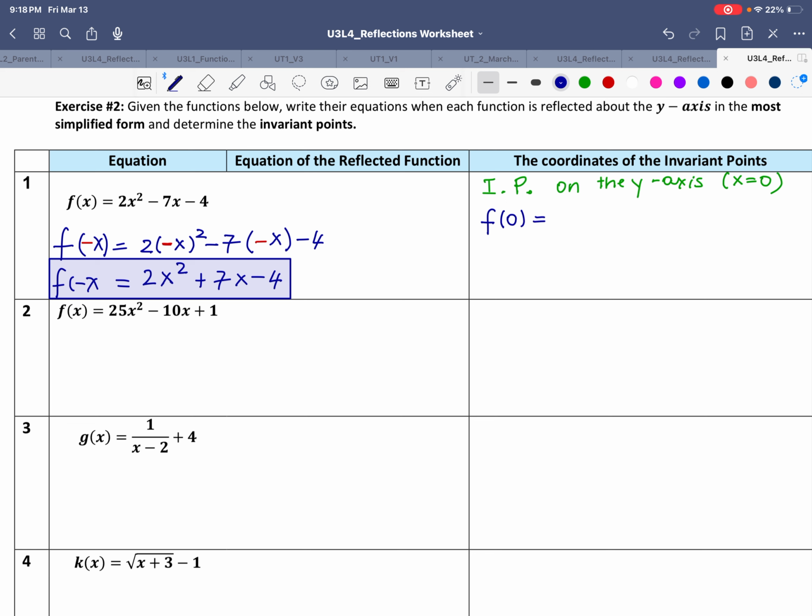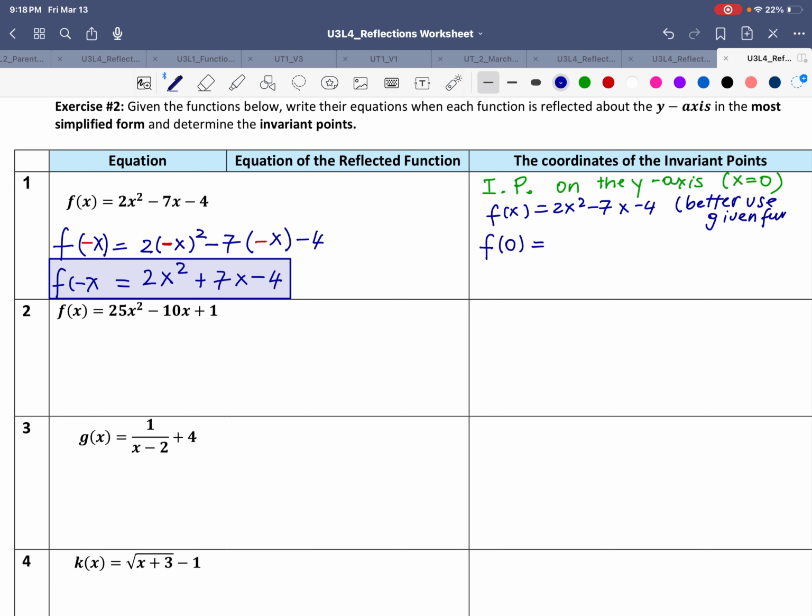So f of 0 would be equal to, let me just write the equation of the function here. So if we have f of x equals 2x squared minus 7x minus 4, so better use the given function.